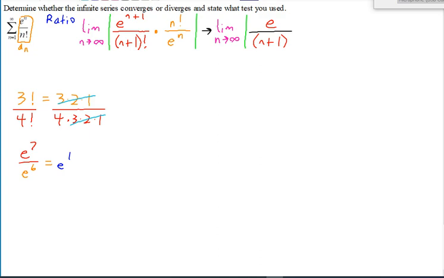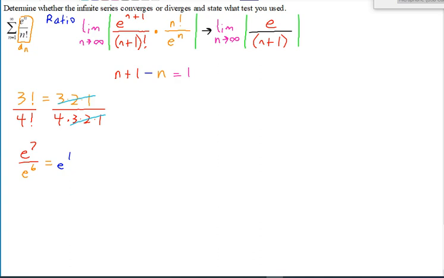Another thing you can do, remember all we were doing here is subtracting the exponents. So another way you can figure that out is to take the n plus 1 exponent, because they have the same base, minus the exponent of n, and you can see the n's cancel out, leaving just 1 as your exponent. So either way, you just get e to the 1st, or just e.